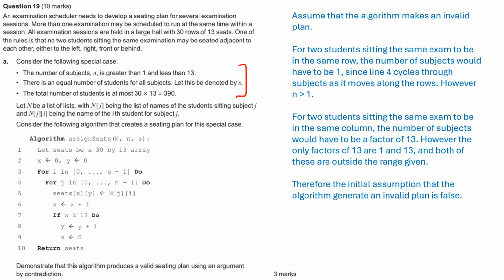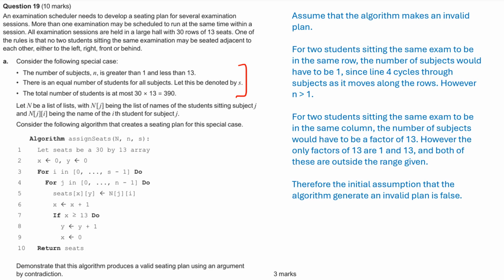So when we go to line 4, J is like different subjects. So is that right? No, sorry, J is students sitting subject J.